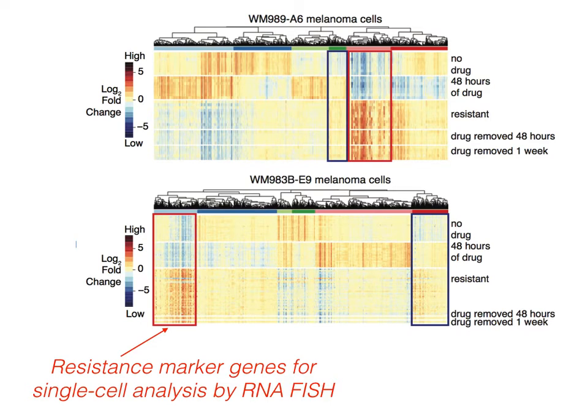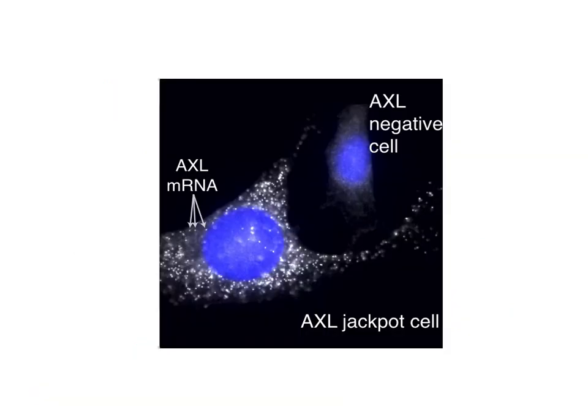Thus, we next performed single-cell analysis using RNA-FISH for these resistance marker genes. With high-throughput imaging platforms designed to image thousands of cells, we found a rare population of cells with high expression of the resistance genes. Here's an example with AXL.